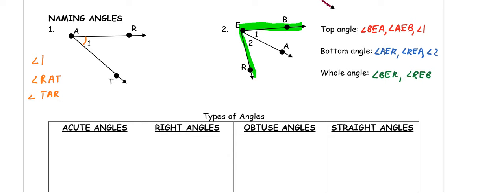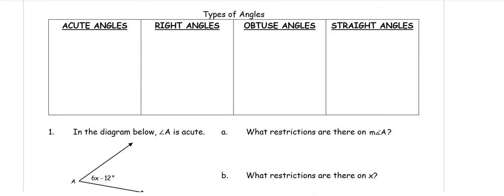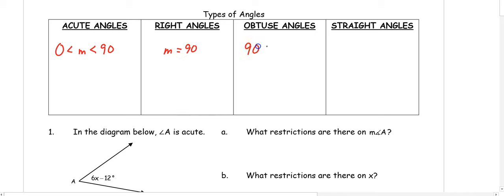So let's review that there's 4 types of angles and what types of measures happen. An acute angle is a smaller angle. An acute angle has a measure that is between 0 and 90 degrees. Right angles have a measure that's equal to 90 degrees. Obtuse angles are greater than 90 degrees, but they are less than 180. And straight angles are formed by straight lines, so they have to be 180 degrees. So we're going to use these restrictions to help us find a variable.